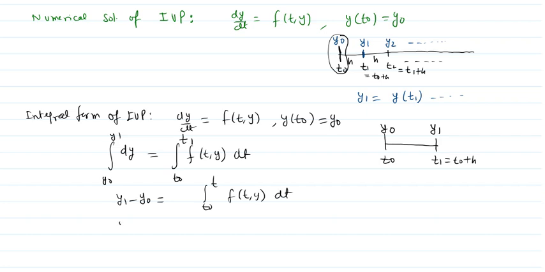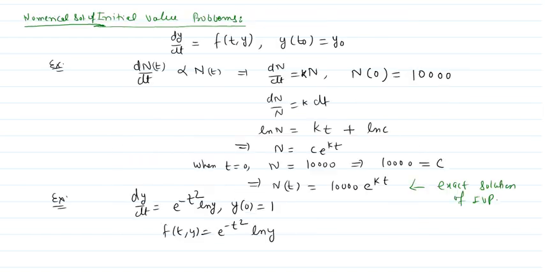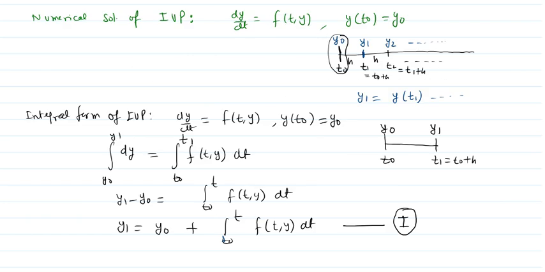Okay, so from this we have y1 equal to y0 plus integral t0 to t1 f(t, y) dt. So I am putting this label I as integral form. If the integral of the right-hand side is possible, as we have seen in that population example, by separating variables, then if integration is possible, you will get the exact solution.